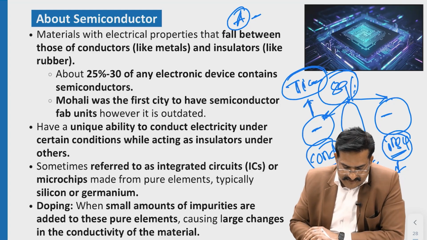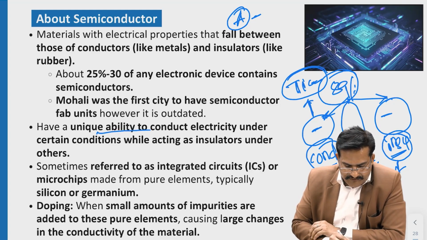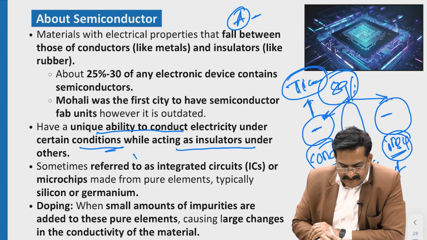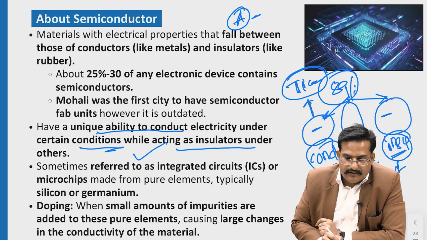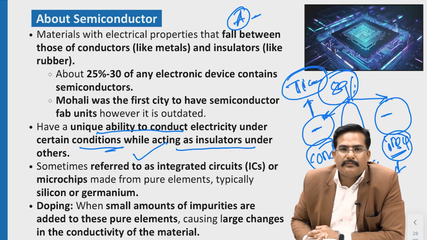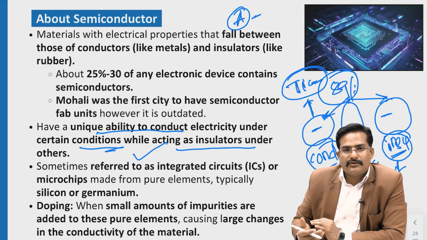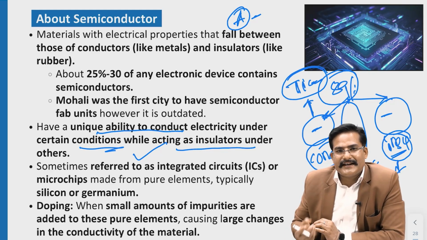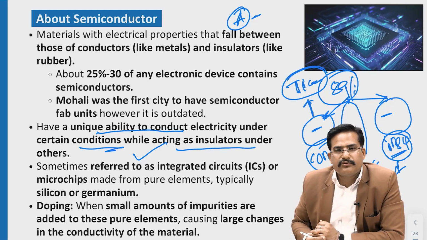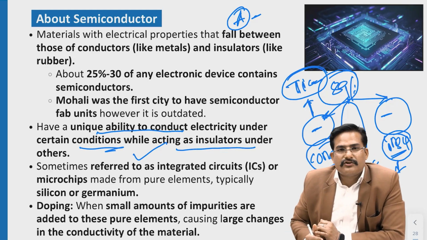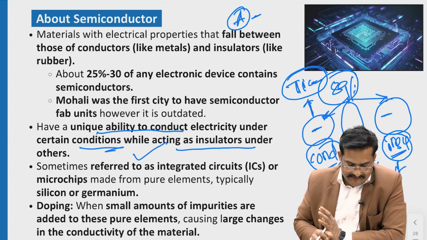So we have already discussed why they are unique. They have the unique ability to conduct electricity under certain conditions while acting as an insulator under other conditions. So they change their nature depending on the condition. Whatever we are watching, I am writing on an iPad, it is integrated with semiconductors. You are watching it on a laptop or mobile phone, it is also integrated with semiconductors. And almost 25% of any electronic item consists of these semiconductors. That is the fabrication unit cost.